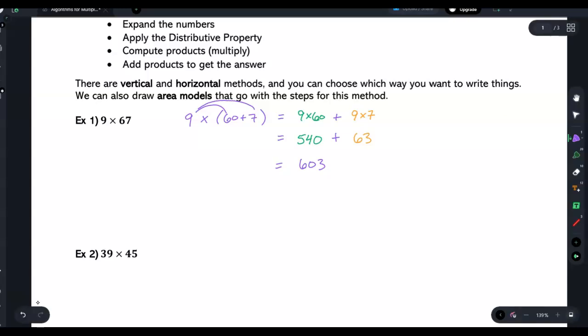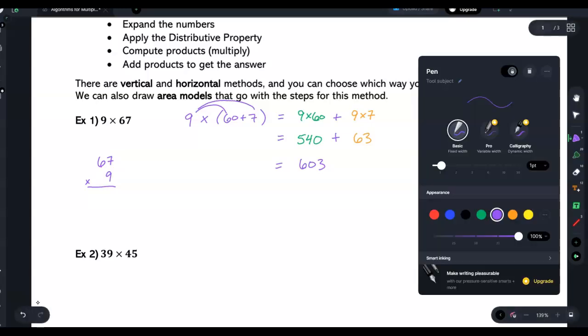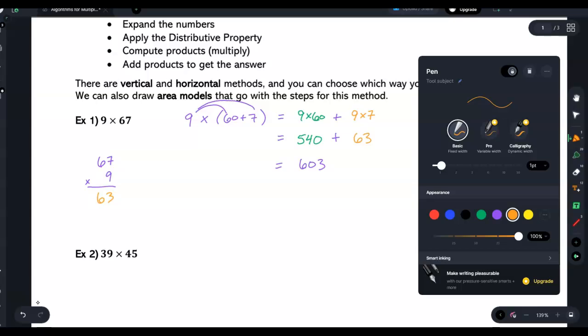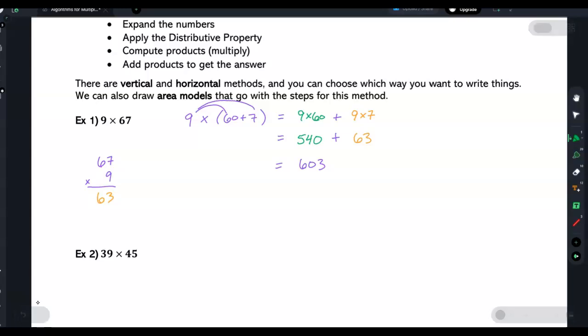And then our vertical method, typically we would write the number with the most digits first, so 67 times 9. And then when we multiply this, we're going to do the distribution or the expansion in our head here. So I'm just going to start with the 9 times 7 and say, okay, 9 times 7 is going to be 63. And then I'm going to do the 9 times 6, but technically that 6 is in the tens place. So that means I'm really doing 9 times 60. So again, 9 times 6 is 54, so 9 times 60 would be 540.